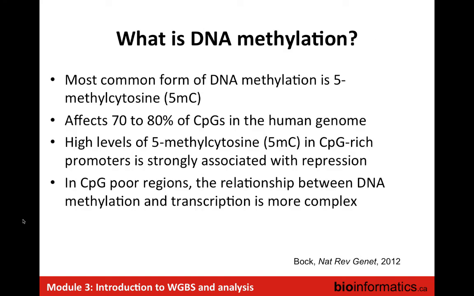Okay, so starting with the very basics. What is DNA methylation? We'll focus today on the most common form of DNA methylation, which is 5-methylcytosine methylation. It affects 70 to 80% of CpGs, so Cs that are in the CG dinucleotide in the human genome. The basic principle is that a high level of 5-methylcytosine methylation in CpG-rich region promoters is associated with repression. So if you have high methylation of promoters, especially in CpG-rich regions or islands, that's associated with repression.